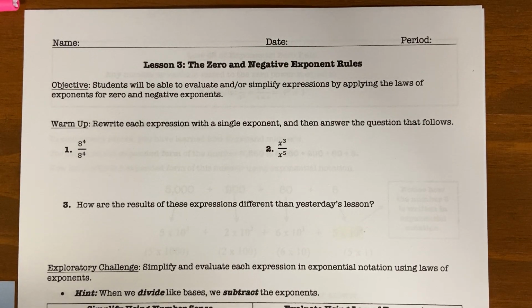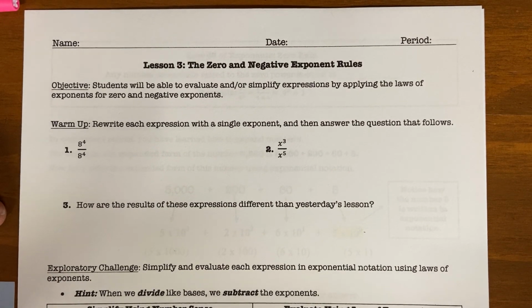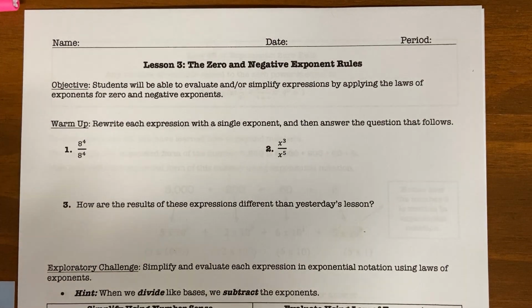Your objective will be to evaluate and or simplify expressions by applying the laws of exponents for zero and negative exponents, which pretty much gives a preview of our warm-up. Rewrite each expression with a single exponent and then answer the question that follows.